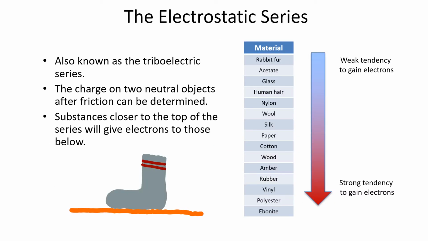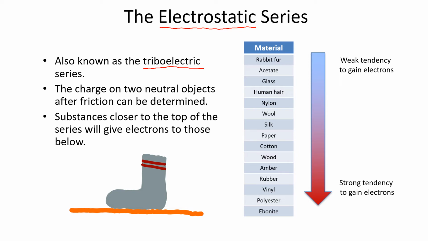It turns out that different substances have a different attraction, or kind of grip, on the electrons that they possess. So if you rub two different substances together, you can predict which way the electrons will flow depending on their relative attraction to electrons. The fancy term for this is a triboelectric series, or electrostatic series, another term for it. That's just arranging substances in order of their grip on the electrons.